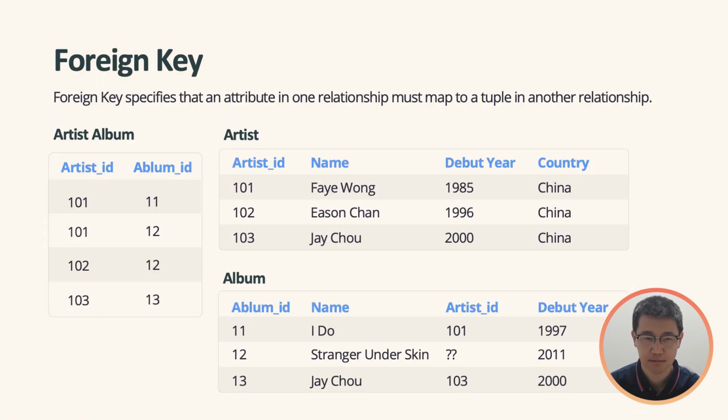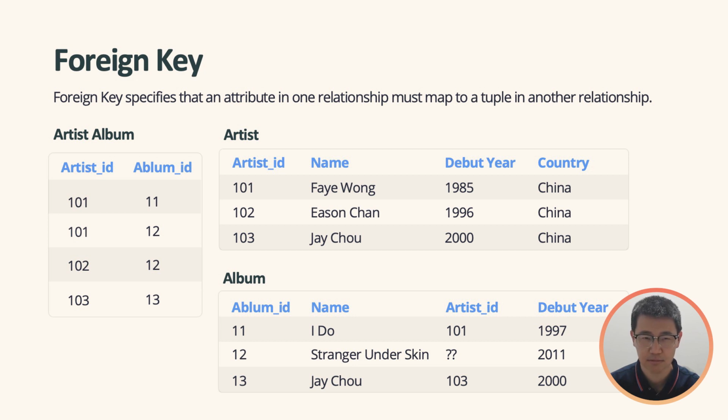Additionally, there is a concept of a foreign key. A foreign key refers to an attribute in one relationship that must map to tuples in another relationship. For example, my attribute can refer to an attribute in another table, which constitutes a foreign key. For instance, while artist ID 101 might lead us to Feiye Wang, if you attended the previous class, you would know about the album Stranger Under My Skin from 2011, co-created by Yisen Chen and Feiye Wang.